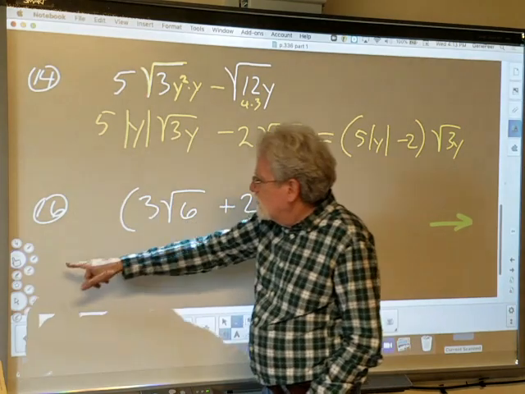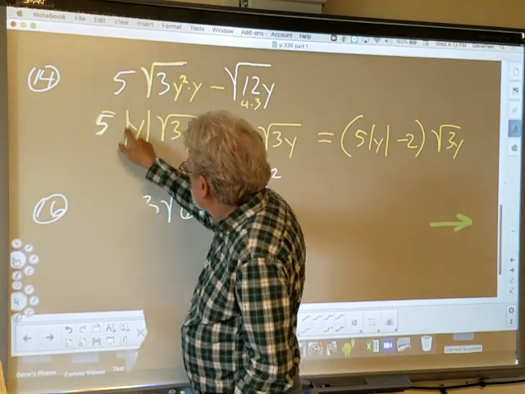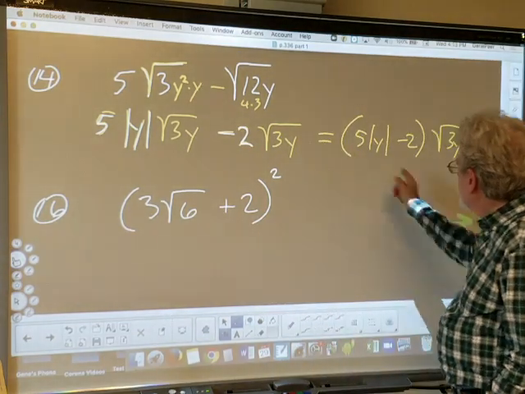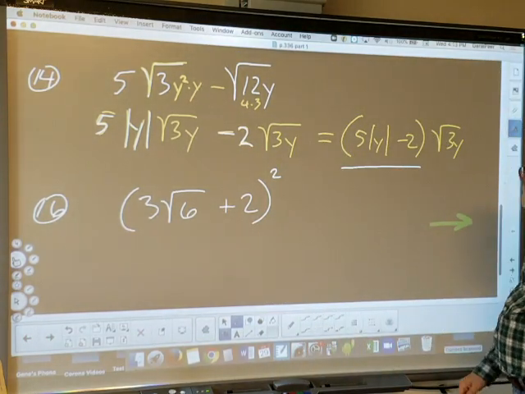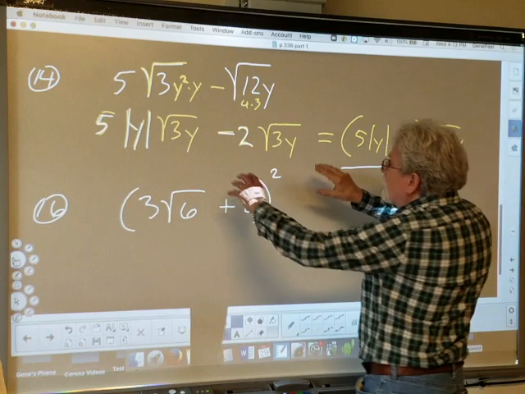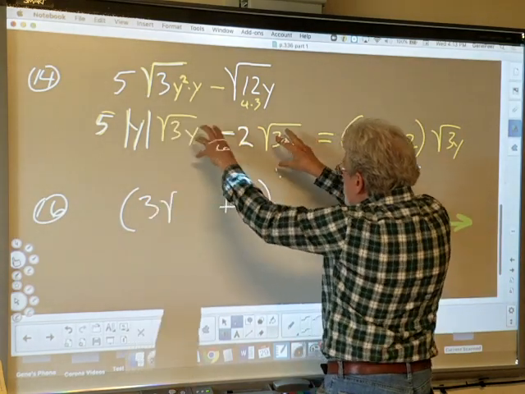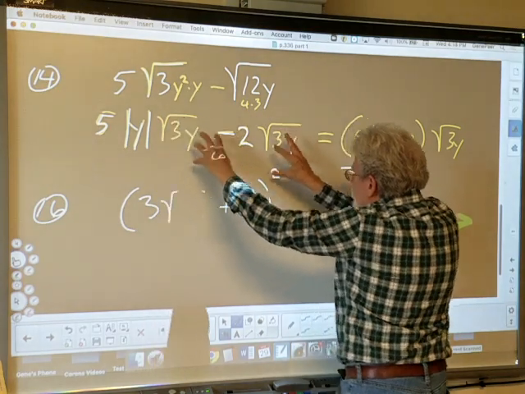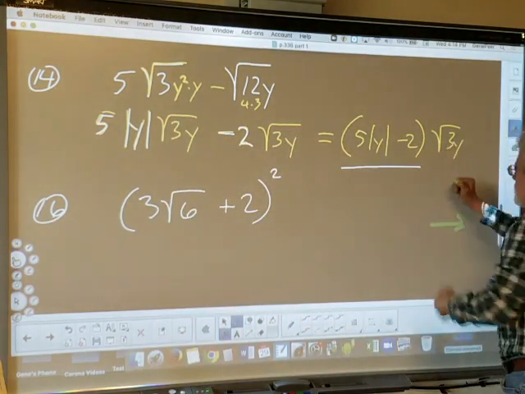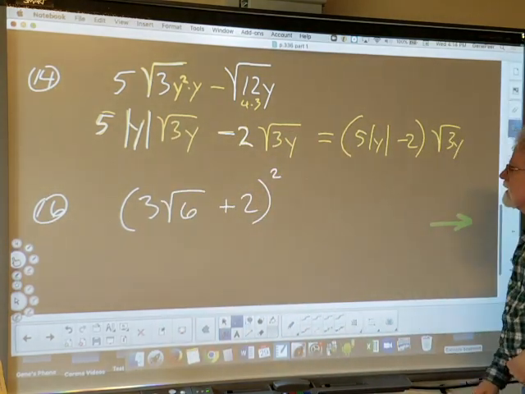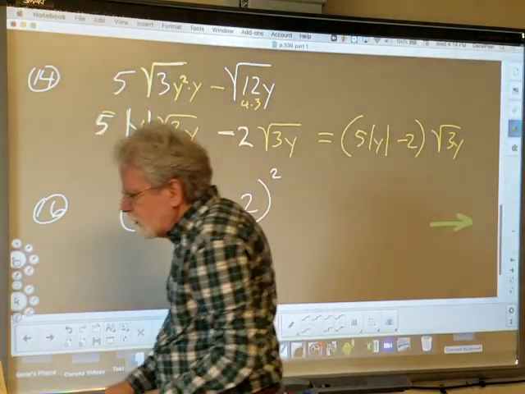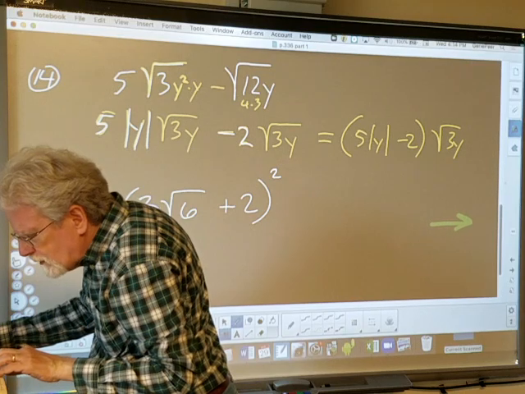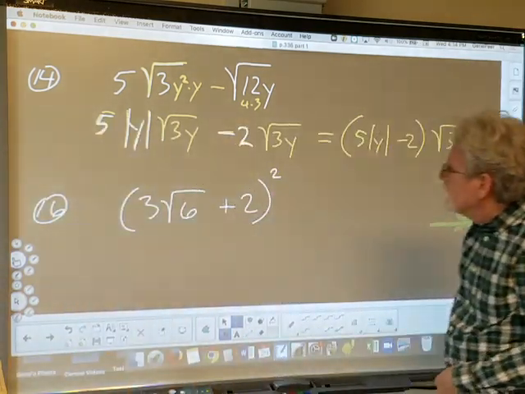If we can't combine this stuff with this stuff, we just write it in parentheses like that. Basically, we're factoring out the square root of 3y. And that's all we can do. And again, sometimes the book writers surprise me with their use of absolute value. Did the book writers include absolute value? Yes, they did.